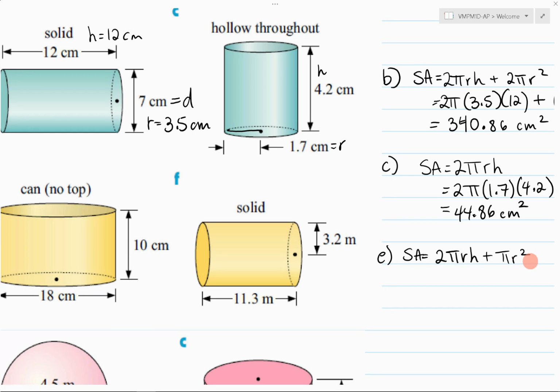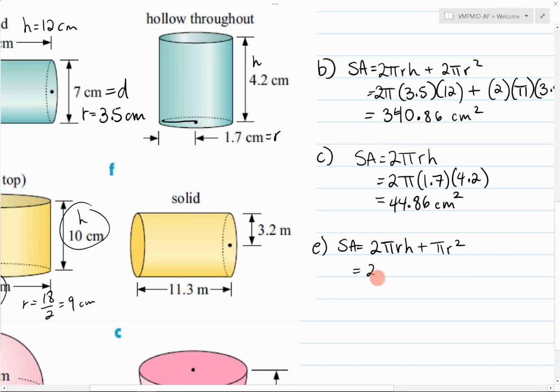So I'm not given radius though, I'm given the diameter. Diameter is 18. So if I want the radius, I have to do half of 18, which is 9 centimeters. I am given h, which is my height, 10 centimeters. Plug those into your formula. You get 2 pi times 9 centimeters for my radius times 10 centimeters for my height, plus pi times 9 squared. And I challenge you to calculate that yourself and then compare that with my answer. So pause the video for a moment and make that calculation. So hopefully you've calculated that, and your answer should be 819.96 centimeters squared.